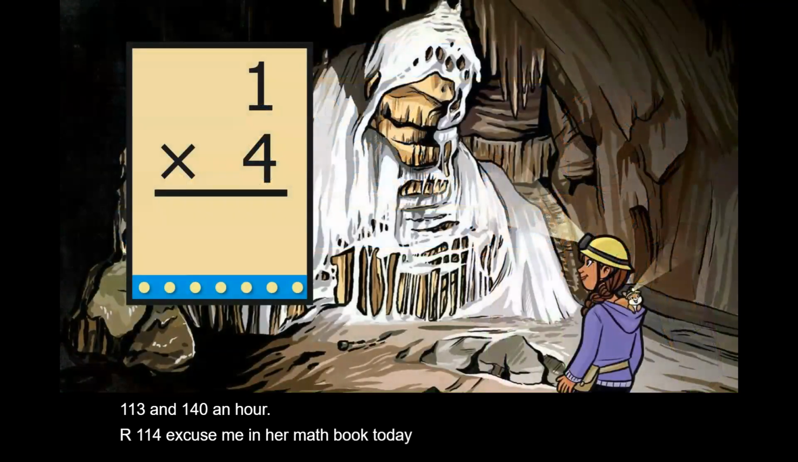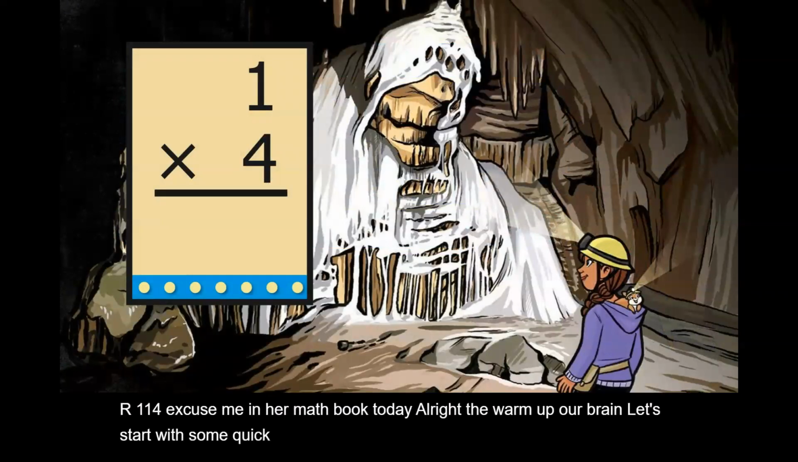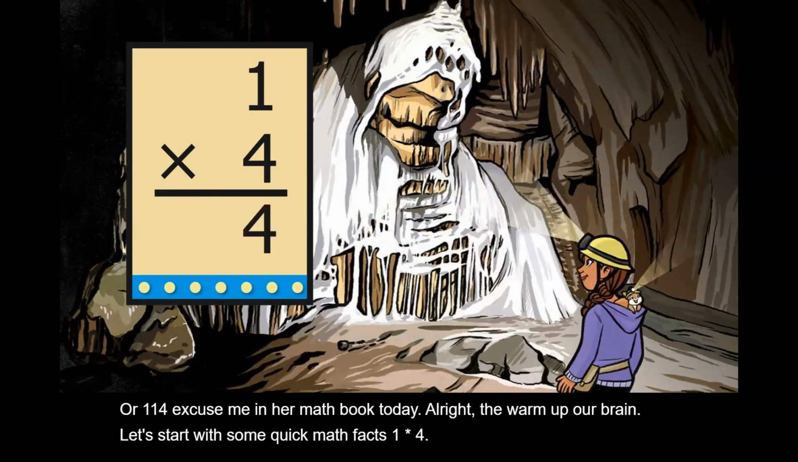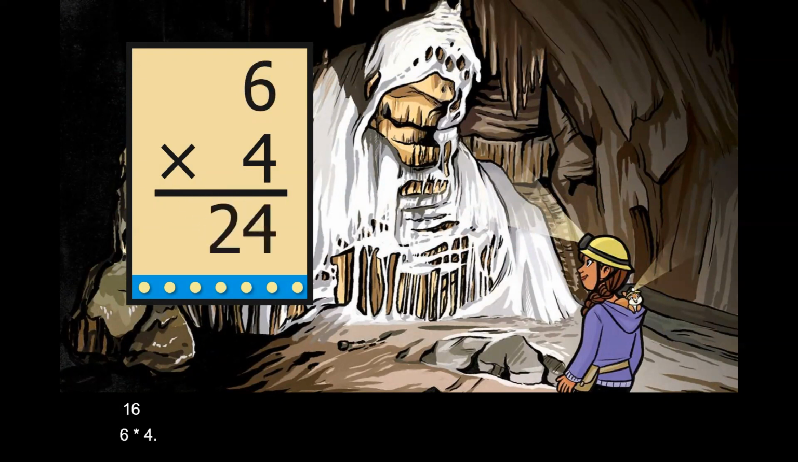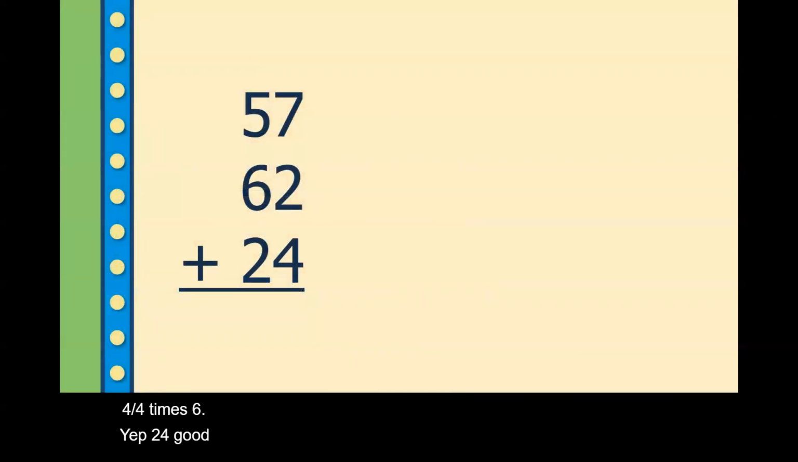All right, to warm up our brain, let's start with some quick math facts. 1 times 4, 4. 4 times 4, if I'm going too fast, pause it. 16. Right. 6 times 4, 24. Good. 4 times 1, 4. 4 times 6. Yep, 24. Good job.